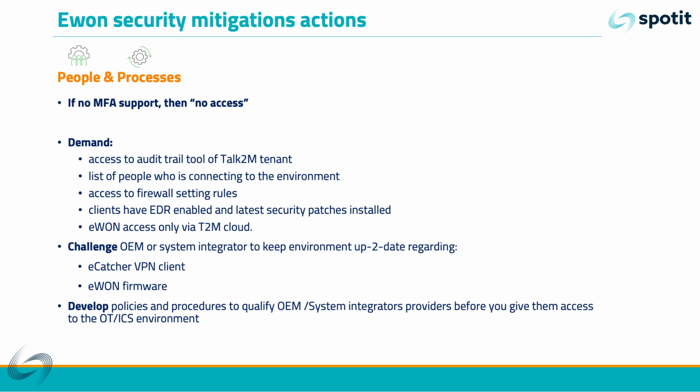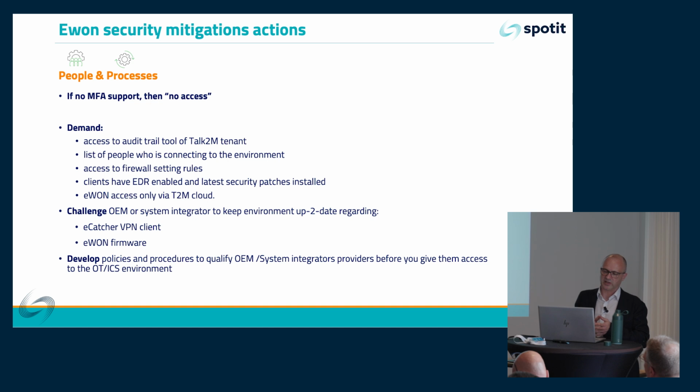Also very interesting to enforce some more control is to ask for access to the audit trail tool. It's there in the Talk2M tenant, so you can see who is connecting and who has done what in your environment. Ask also for a list of people who are connecting to the environment. Are those the people who need to connect on a regular basis? They need to show you the list. They should also be transparent about the firewall rule settings that have been deployed.